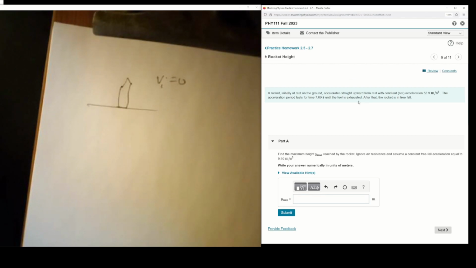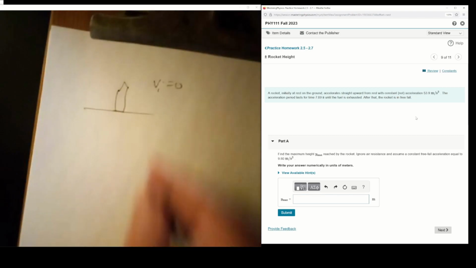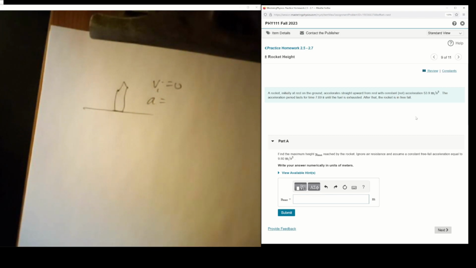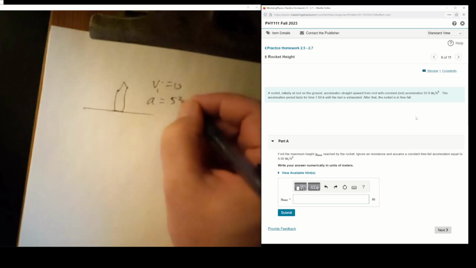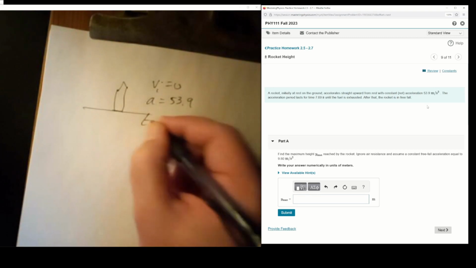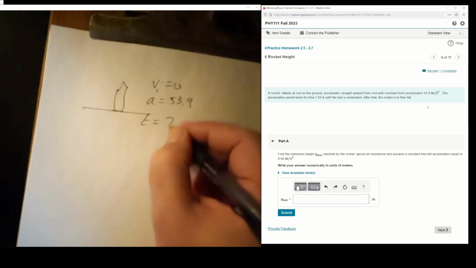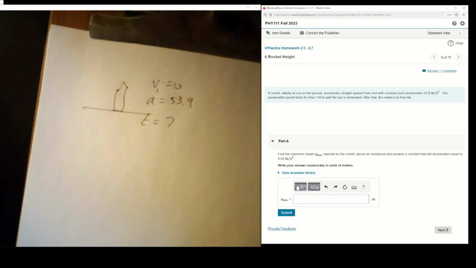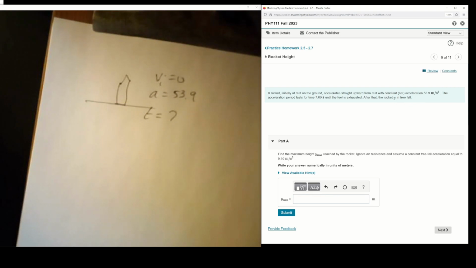So now I see this isn't technically free fall anymore because they're telling us what the acceleration is this time. So it's not the acceleration due to gravity. It's the acceleration due to the rocket thrust. And they're telling us how long the engines are fired for, 7 seconds. And then the rocket goes in free fall, meaning the only acceleration is due to Earth's gravity. So they want us to find the maximum height reached by the rocket.